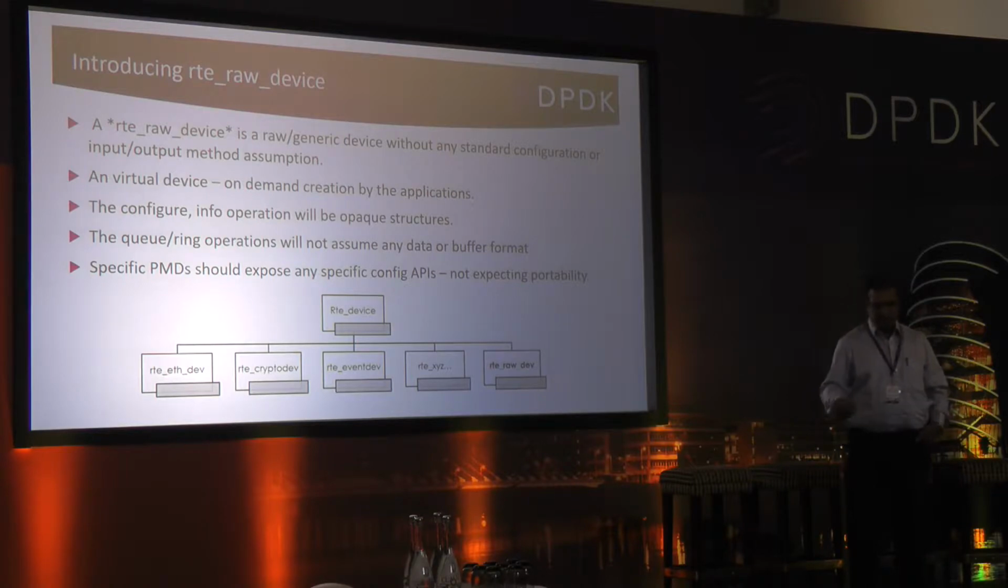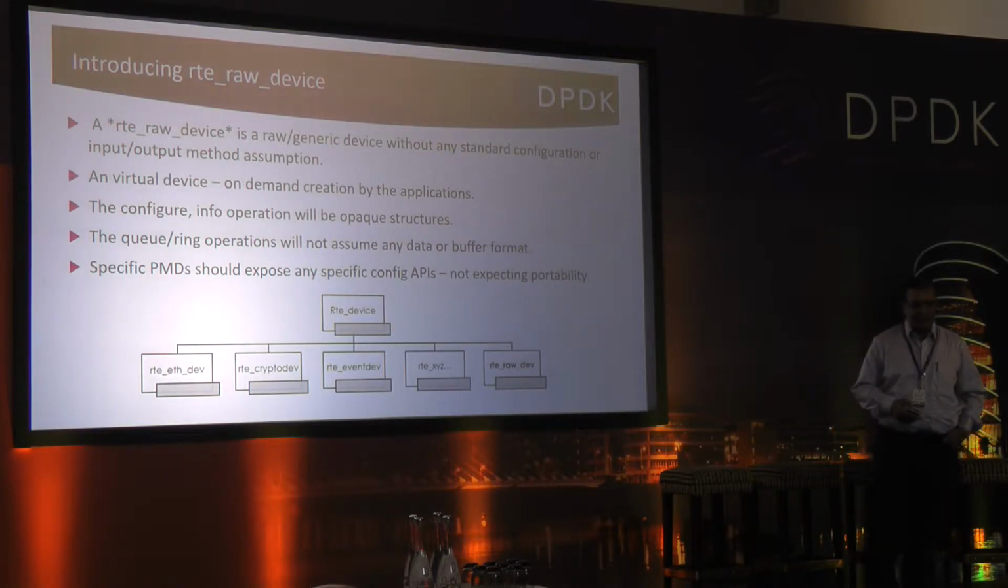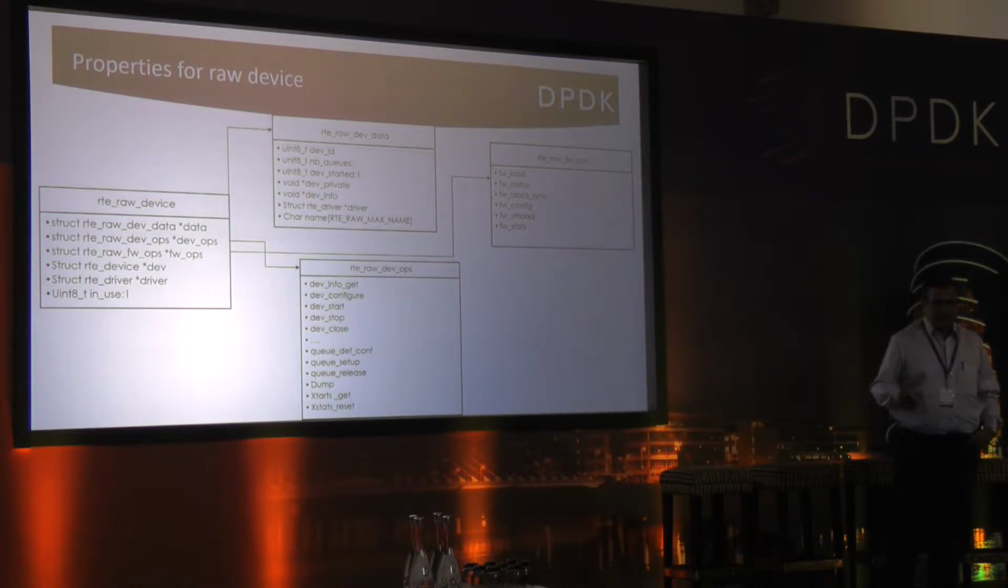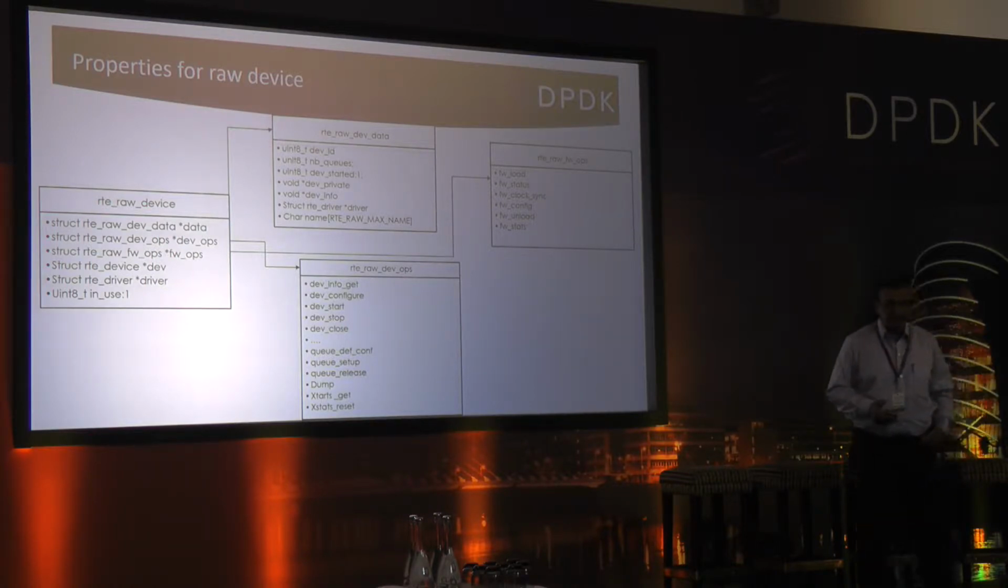So just like there is an RTE device where right now we are supporting Ethernet dev, Crypto dev, Event dev, we can support our raw device as well. Typical properties can be the common data which we generally know: device ID, queues, the private infrastructures, the driver, the name.